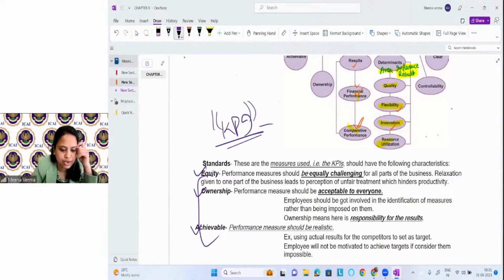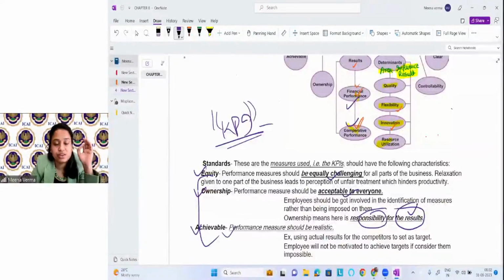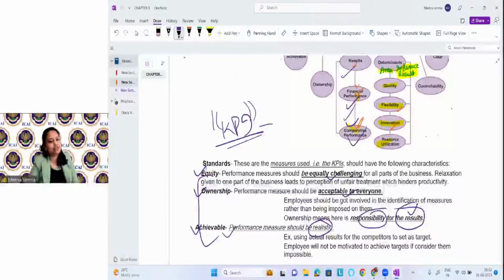So whatever the measure the company is having, it should be equally challenging. It should be acceptable by everyone. And to achieve the result, meaning financial result, and to gain the competitive advantage is the responsibility of everyone in the organization, right? And achievable: whatever goal you are setting for the company should be realistic, easy to achieve. It should not be an impossible goal, right? Whatever results you are expecting, financial results, competitive result, whatever goal you have set for the organization, it should be realistic, achievable, right?